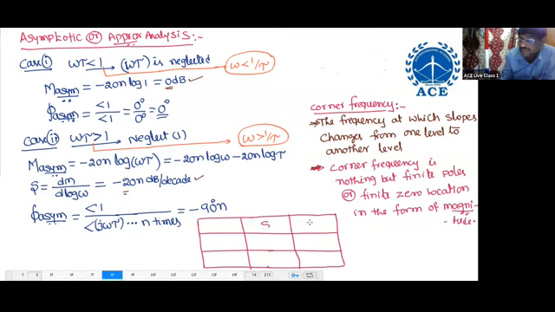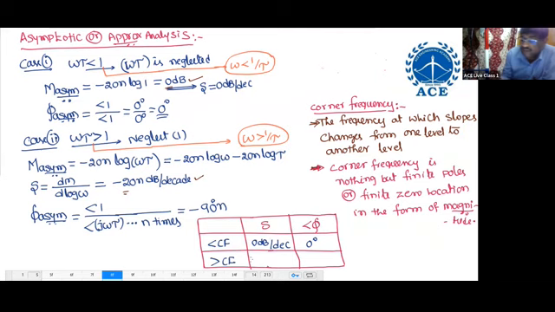Here slope, here phase angle. Below the corner frequency, below 1 by tau, what is the slope we got? 0 dB per decade. Magnitude is 0, so the slope also becomes 0. If you differentiate, what will I get? 0 only. So the slope is 0 dB per decade. What is the phase angle? 0 degrees.